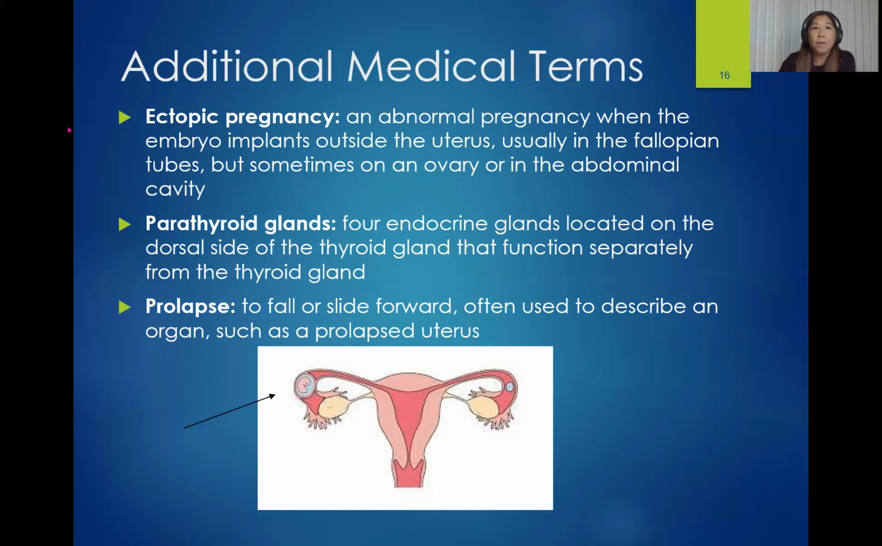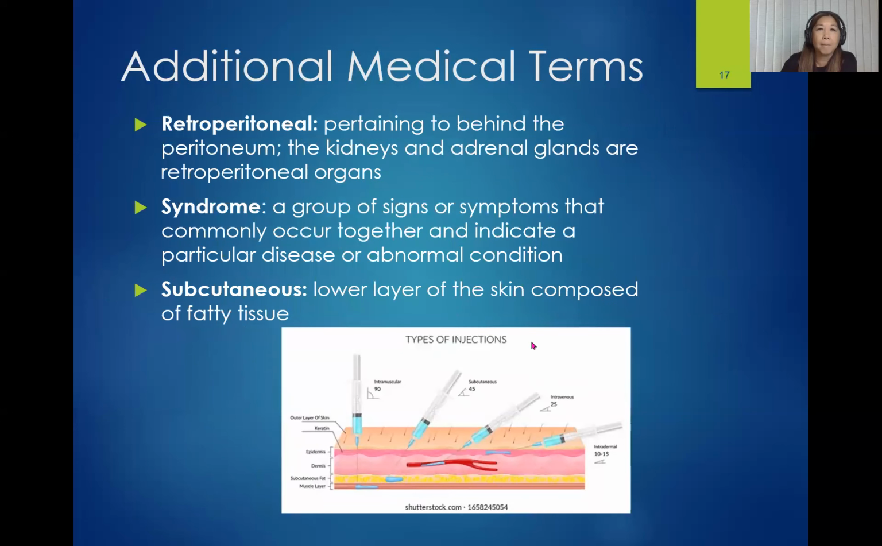Okay, so ectopic, we talked briefly about this already. This is an abnormal pregnancy when the embryo implants outside of the uterus, usually in the fallopian tubes, not tombs, tubes, but sometimes it can actually occur in an ovary or even in the abdominal cavity. We talked about the parathyroid glands already. We talked about prolapse, right, where the organ can fall or slide forward. So you can have a prolapsed uterus, you can have a prolapsed heart valve. We talked about retroperitoneal already.